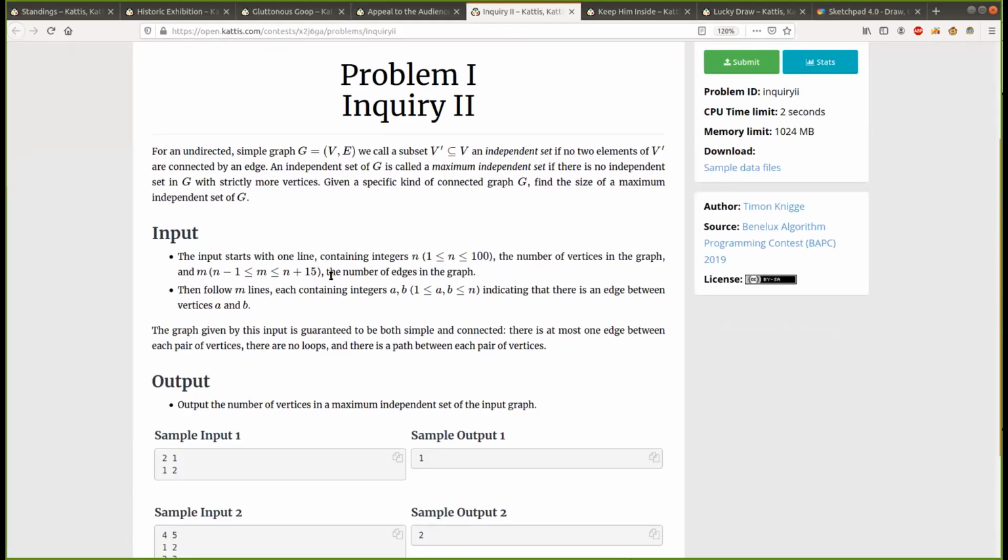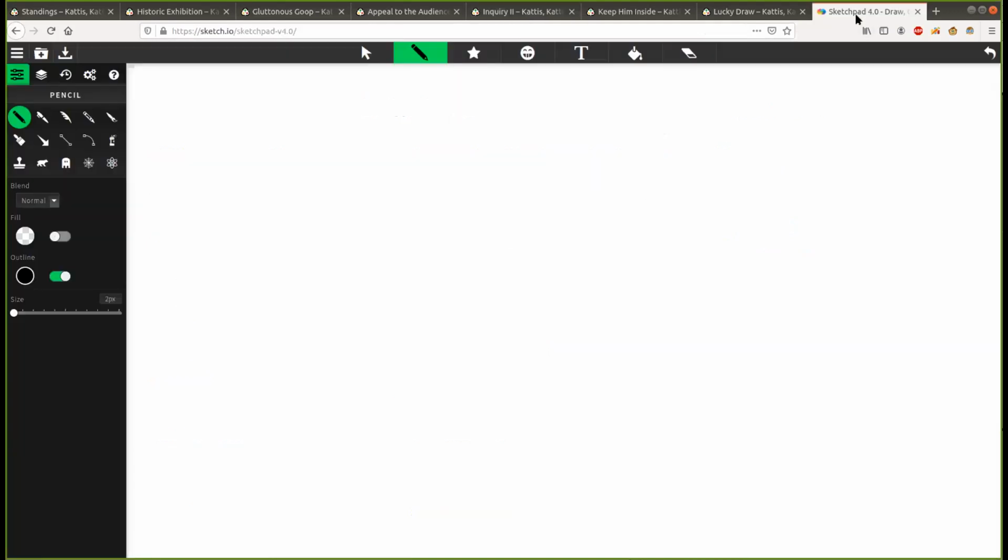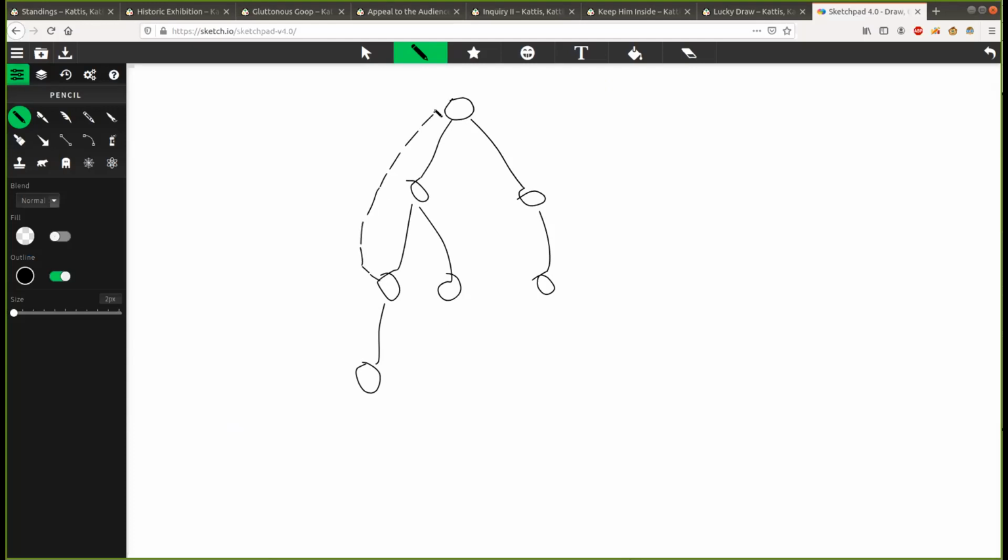So the way I thought about this was, since there are very few extra edges beyond what's necessary to keep it connected, we can think that we have a tree. We have some spanning tree of the graph, and then there are just some extra edges that make the constraint harder.